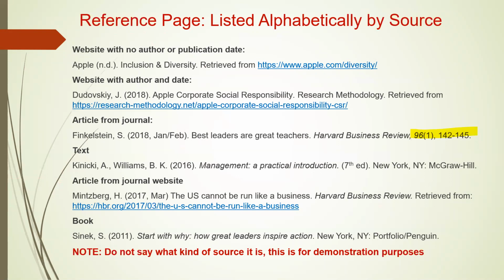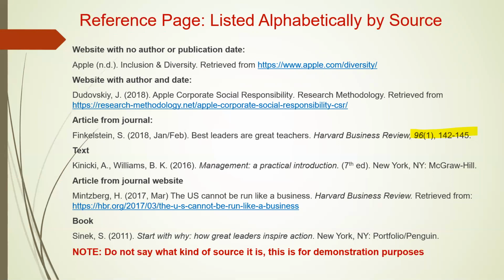A journal article, you can see that after the end of Harvard Business Review, I've highlighted it. I used 96, that's the volume. In parentheses, I have the issue number 1, and 142 to 145 is the pages. I do not use the words volume, issue, and pages. This is the correct format.